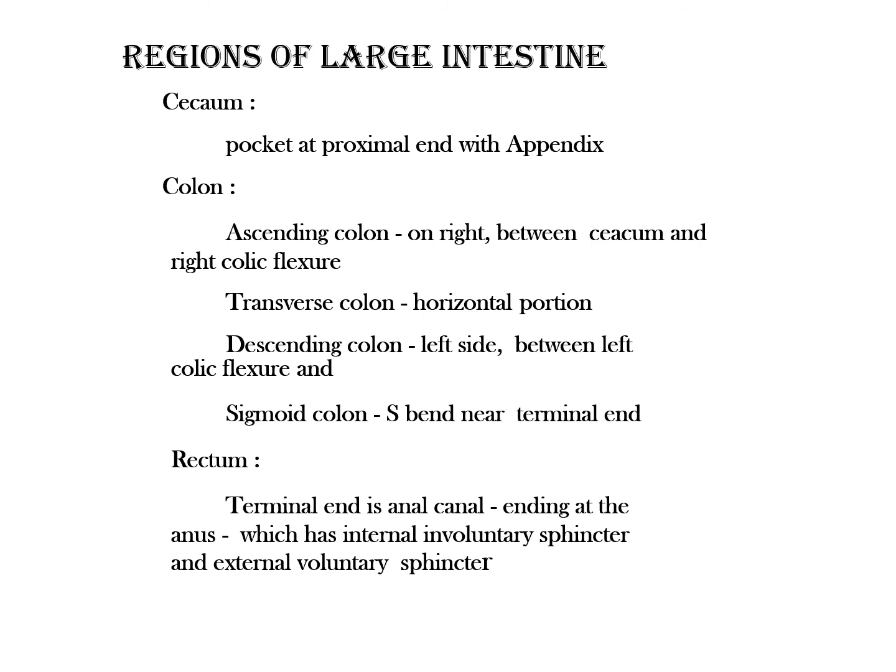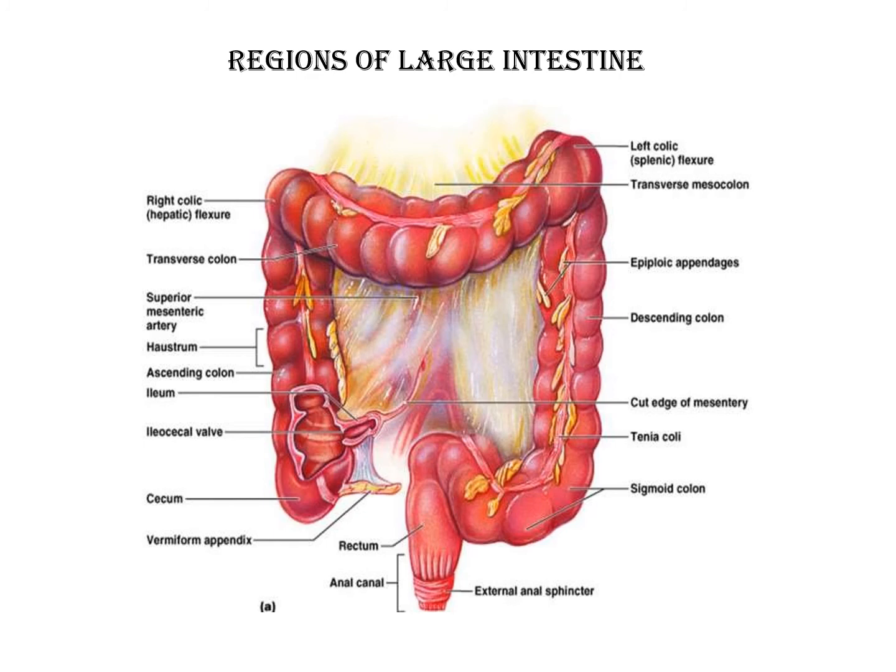The final part of the large intestine is the rectum, which is the terminal part of the large intestine and it ends in the anal canal. The rectum is provided with two sphincters, namely the internal involuntary sphincter and the external voluntary sphincter. The internal involuntary sphincter is made up of involuntary muscles, while the external voluntary sphincter is made up of skeletal muscles. Except when defecating, both these sphincters usually remain closed. In this picture, you can see all different parts of the large intestine, including cecum, colon, and rectum.